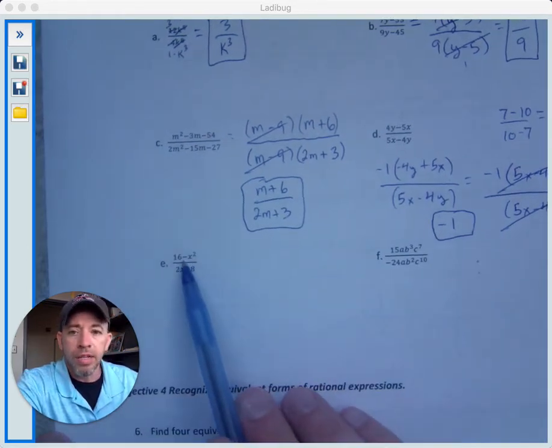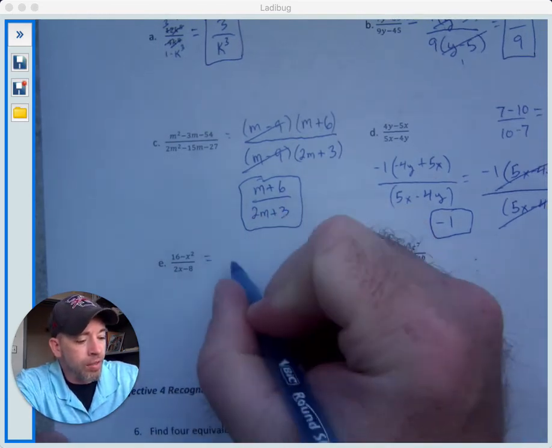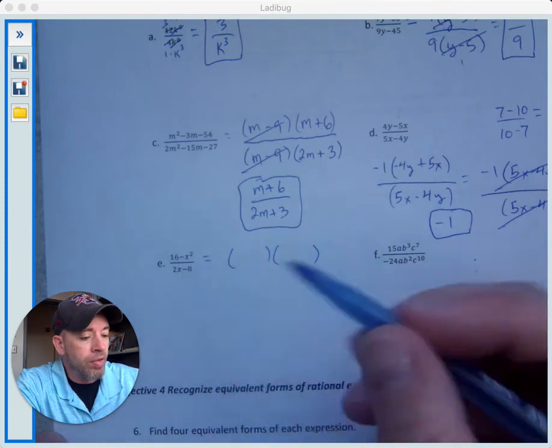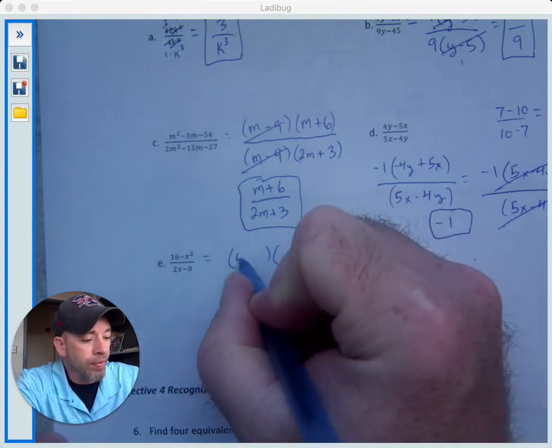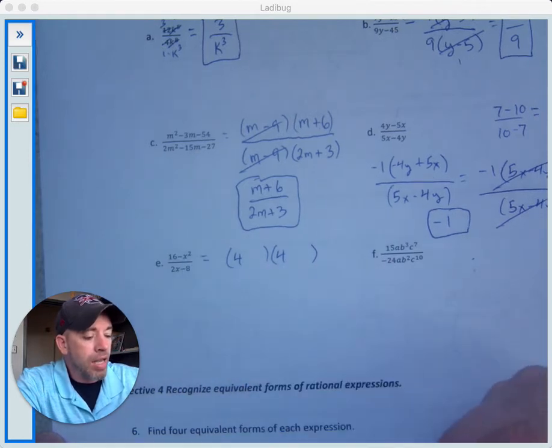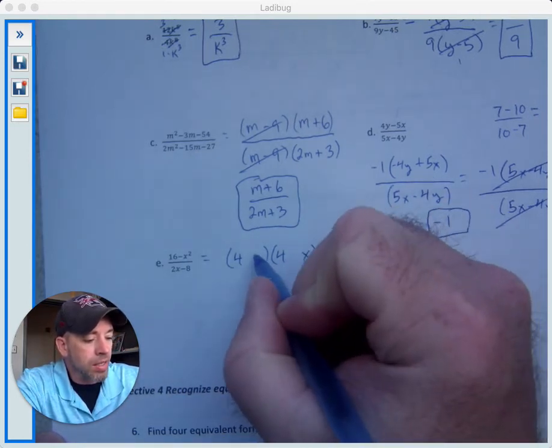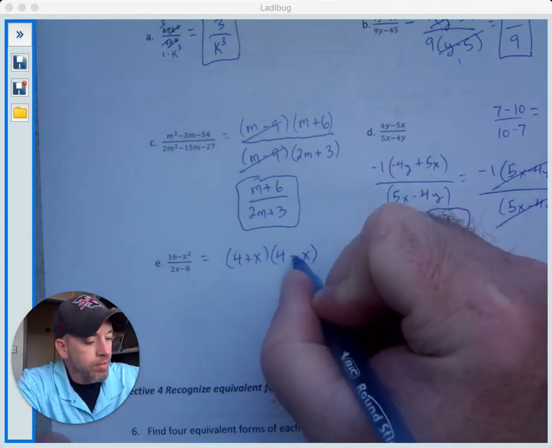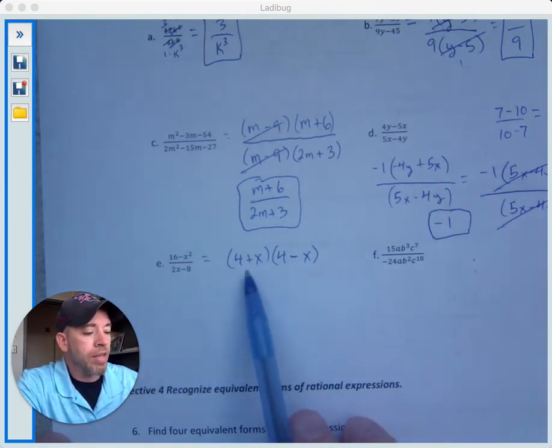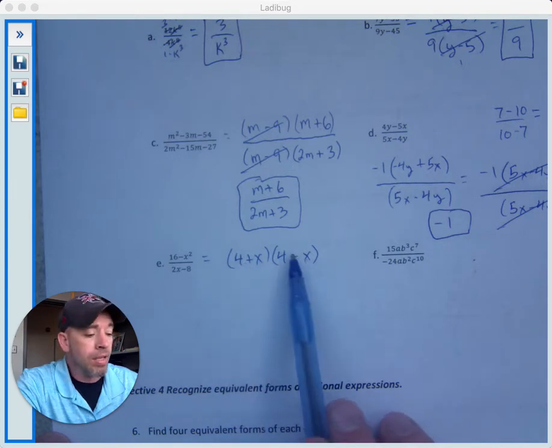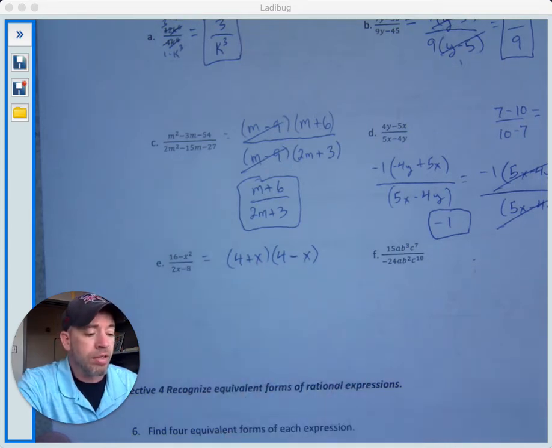The top you should recognize as a difference of squares. We could write that as, if it's a difference of squares, square root of the first term is 4. So we have a 4 and a 4. Square root of the second term, x squared, is x. We have an x and an x. And we should have a plus and a minus if we have a difference of squares. And then you can multiply this to verify that. 4 times 4 is 16. We have a 4x and a negative 4x, so the middle terms cancel out, and then we have a negative x squared for your last term.